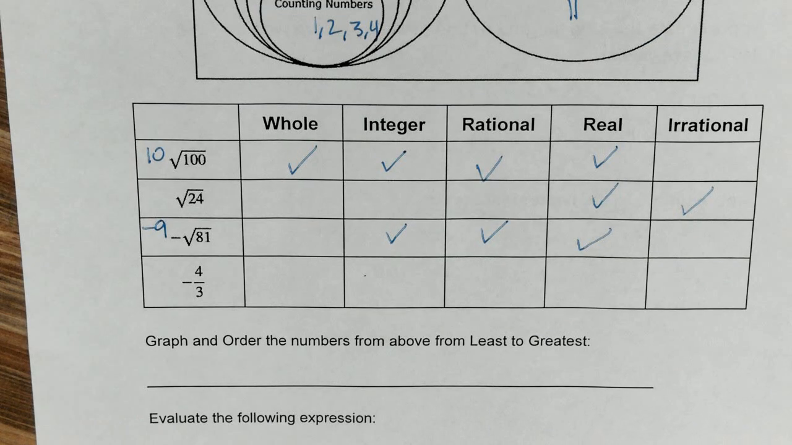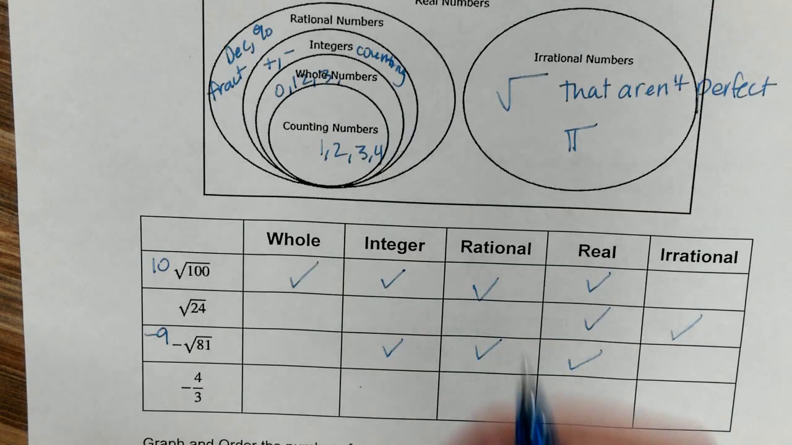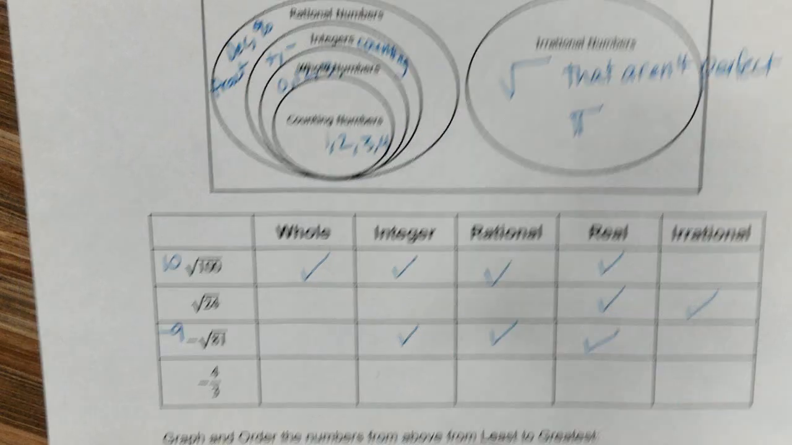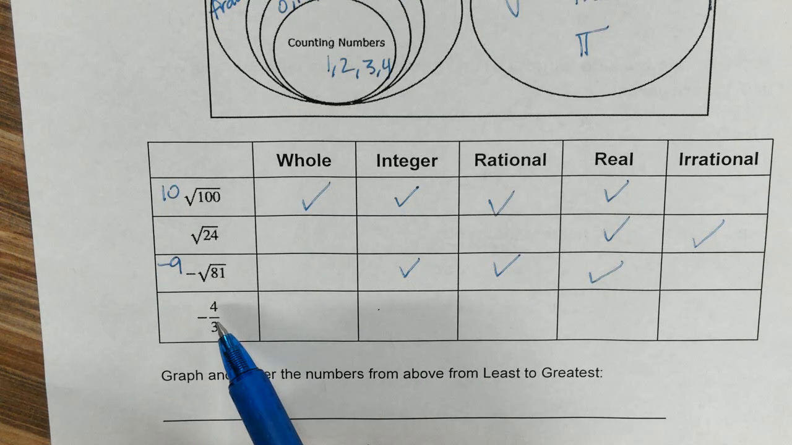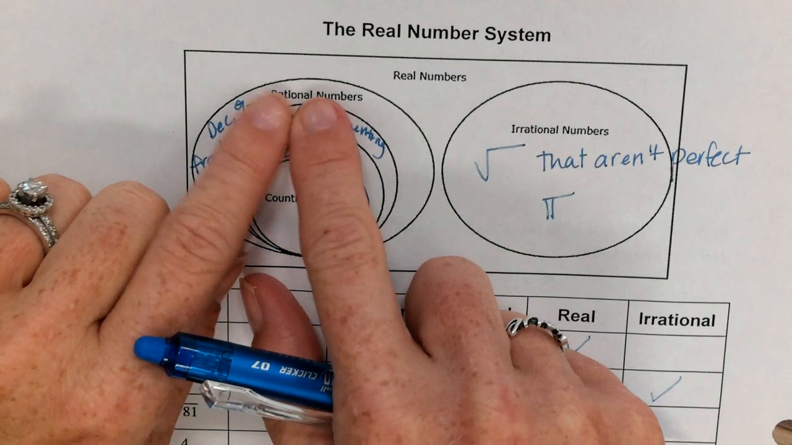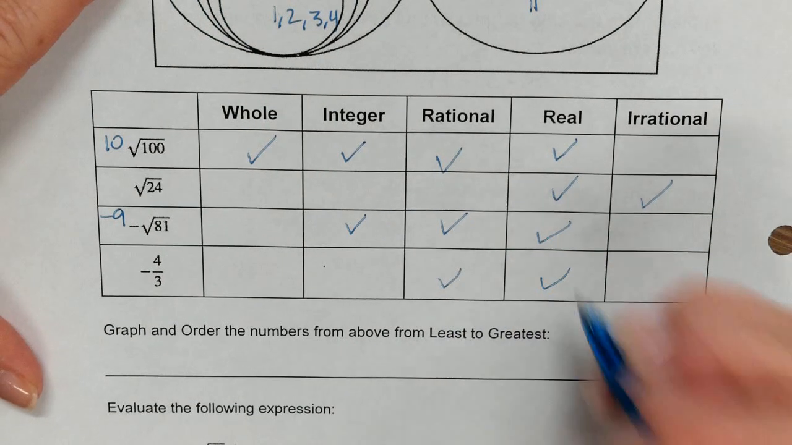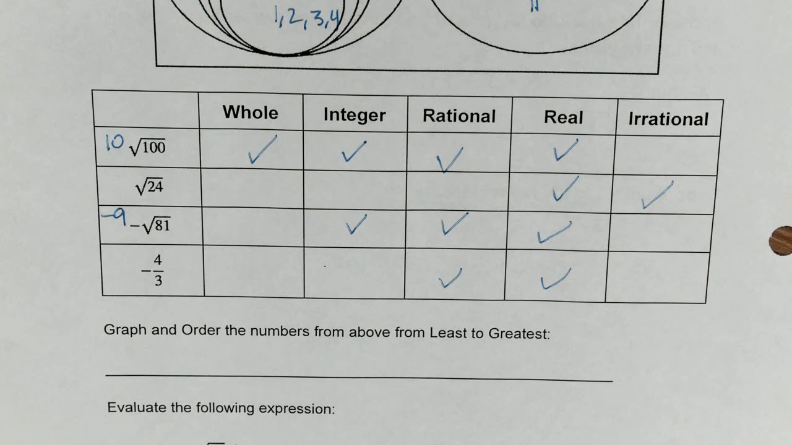Negative 4/3. Integers are only positive and negative counting numbers and 0. Is that a counting number? Would you teach that to a kid? No, it is rational. So what else is it? If it's rational, it's also real. So rational and real. Do y'all understand how to fill the chart out?